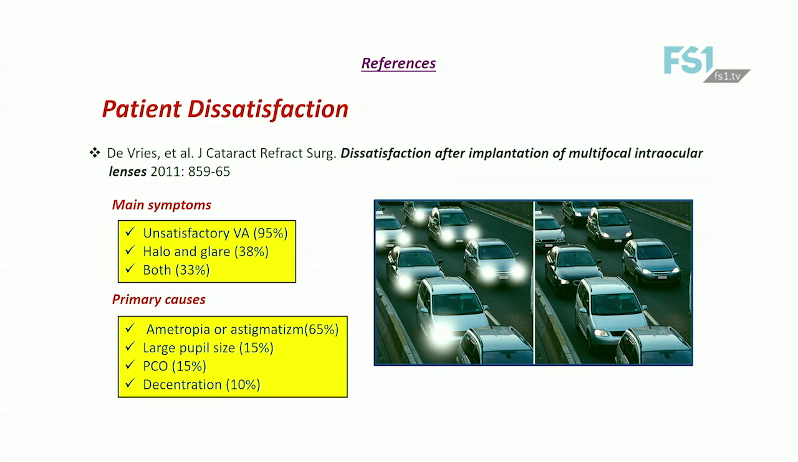So for example, in the article of De Vries et al., also from Journal of Cataract and Refractive Surgery, there is dissatisfaction after implantation of multifocal intraocular lenses. The main symptoms, as you can see here, are unsatisfactory visual acuity, which made 95% of all complaints, halo and glare, which made 38% of all complaints, and patients who had both of these kinds of complaints were 33%. The primary cause is ametropia or astigmatism, which the patient had previously.